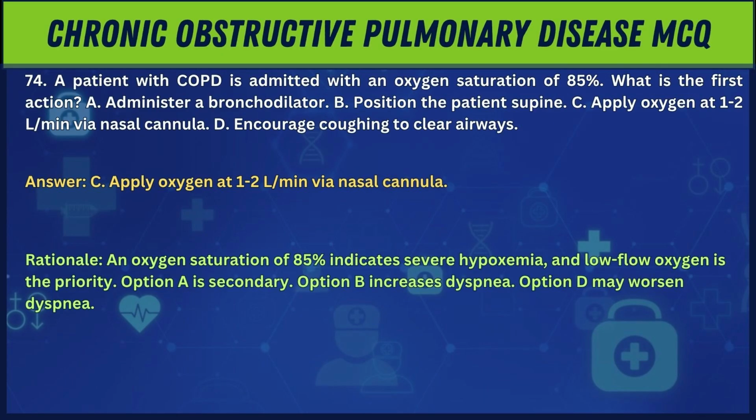74. A patient with COPD is admitted with an oxygen saturation of 85%. What is the first action? A. Administer a bronchodilator. B. Position the patient supine. C. Apply oxygen at 1 to 2 liters per minute via nasal cannula. D. Encourage coughing to clear airways. Answer: C. Apply oxygen at 1 to 2 liters per minute via nasal cannula. Rationale: an oxygen saturation of 85% indicates severe hypoxemia and low-flow oxygen is the priority. Option A is secondary. Option B increases dyspnea. Option D may worsen dyspnea.